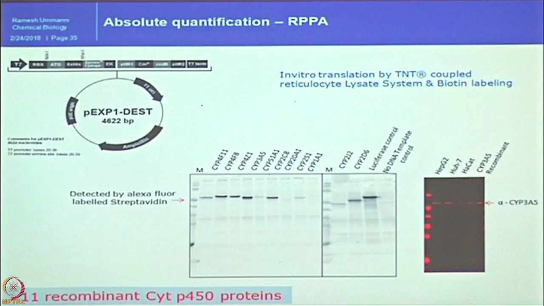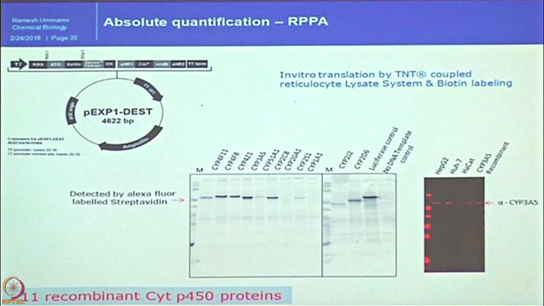I will show you one example. In this case, at least for the NASH project, the non-alcoholic steatohepatitis project, we tried to express all 11 recombinant cytochrome P450 proteins as fusion proteins, and using this vector system, we developed the proteins and purified them. We checked the antibody specificity and used them as standard proteins to quantify the cytochrome P450 protein levels in a certain population of cells.